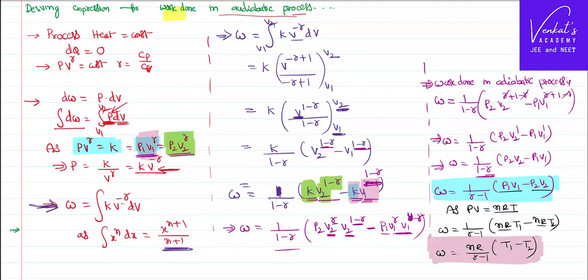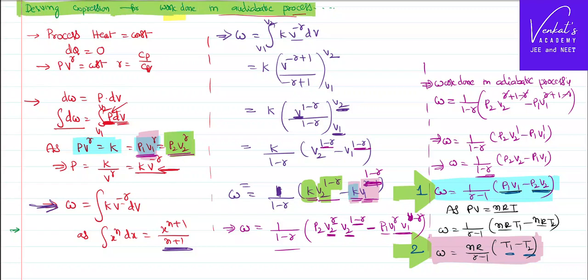So there are two ways of expressing work done in an adiabatic process. Either this way or this way. We will use the first one when the data is given in terms of pressures and volumes. We'll use the second one when the data is given in terms of temperatures. That's how we can derive an equation for the work done in an adiabatic process. That's it. Thank you for watching.